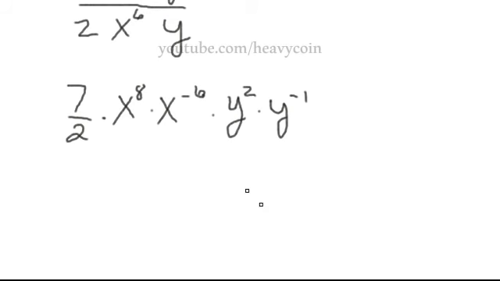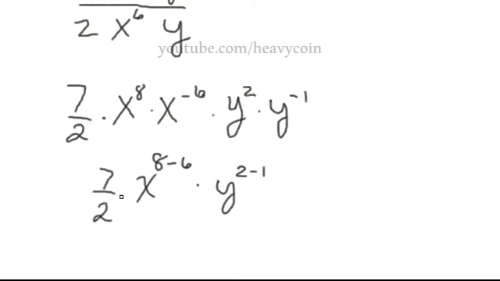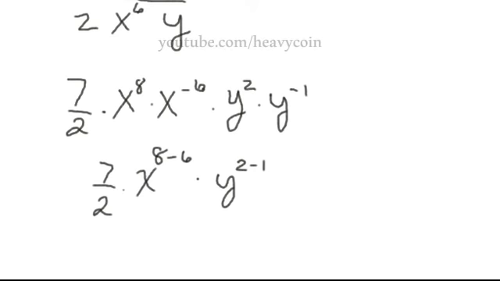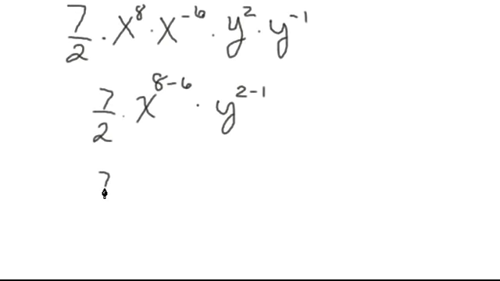Now what do we do here? We add our exponents. We look at our like terms here. We got two bases that are the same, so this becomes x to the 8 minus 6 times y to the 2 minus 1. And of course we have this 7/2 out front. So 7 over 2 times x, 8 minus 6 becomes 2, and 2 minus 1 is just 1. So there you go. It's been simplified all the way down: 7/2 x squared times y.